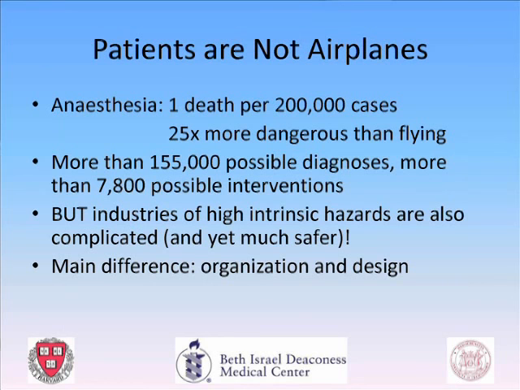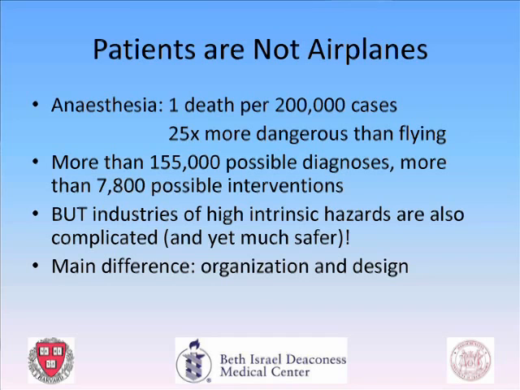But people are always saying patients are not airplanes. Healthcare is much more complex than the aviation industry. For example, in healthcare, anesthesia is the safest of all the different specialties. We've reduced death to 1 per 200,000 cases, at least in the developed world. But even with those numbers, that is still 25 times more dangerous than flying. People say, again, healthcare is complex. You have more than 155,000 possible diagnoses. You have more than 7,800 possible interventions. So it's difficult to do the right thing.